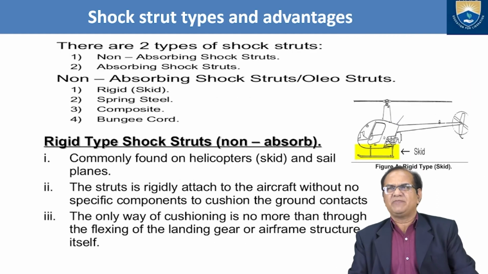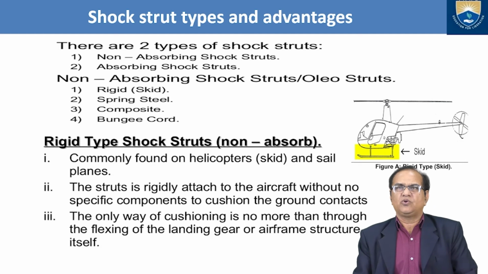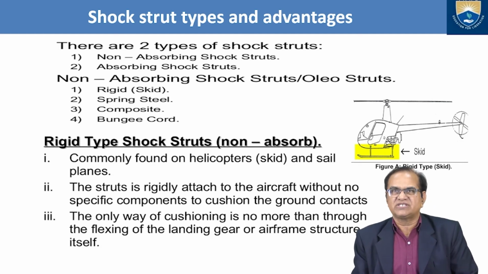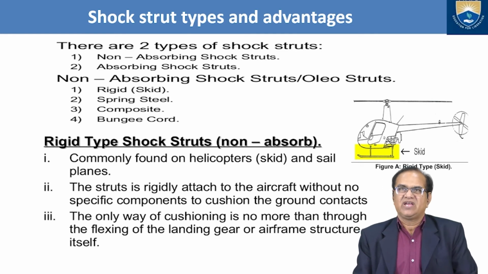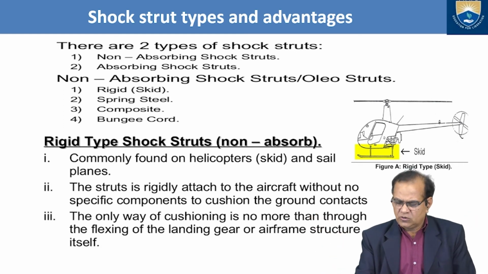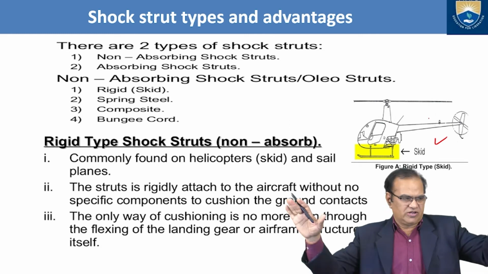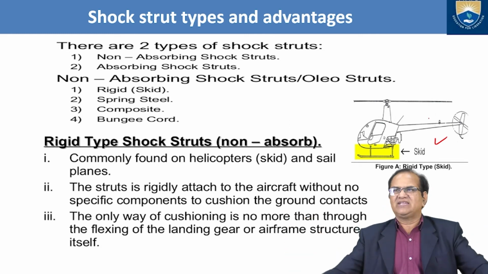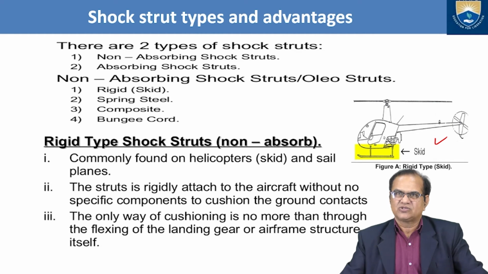Shock strut types and the advantages. There are two types of shock strut. One is the non-absorbing shock strut and the second one is the absorbing shock strut. Non-absorbing means it is a very rigid type, like here, this you can see in a helicopter. It is just a rod and it is just coming and landing like that. So it is a non-absorbing shock strut.